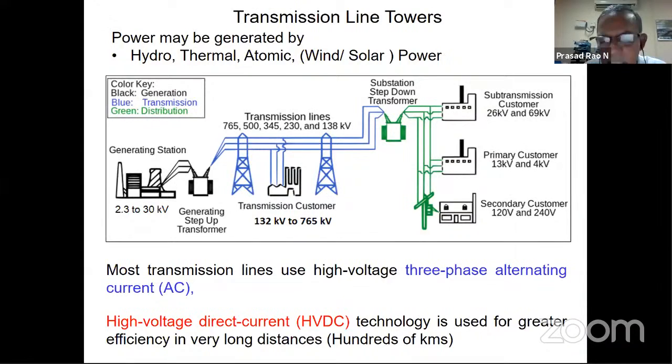Why is a transmission line tower required? We are producing power in different places, and that has to be transported to the utility center. For example, we may produce power in the northeast, as hydroelectric power, thermal power, solar power, wind power, or wave power. That is generated at 2.3 to 30 kilovolts, and it has to be transported depending on the volume of power generated in megawatts. Depending on the megawatts generated, we transport in different voltage classes. If the power is less, say 10 megawatt, then we can go for 132 to 220 kV towers.